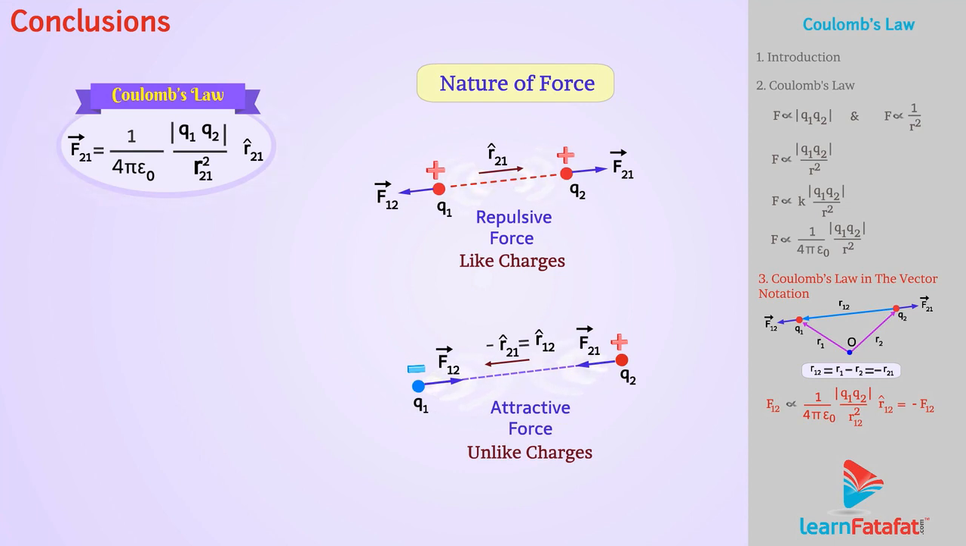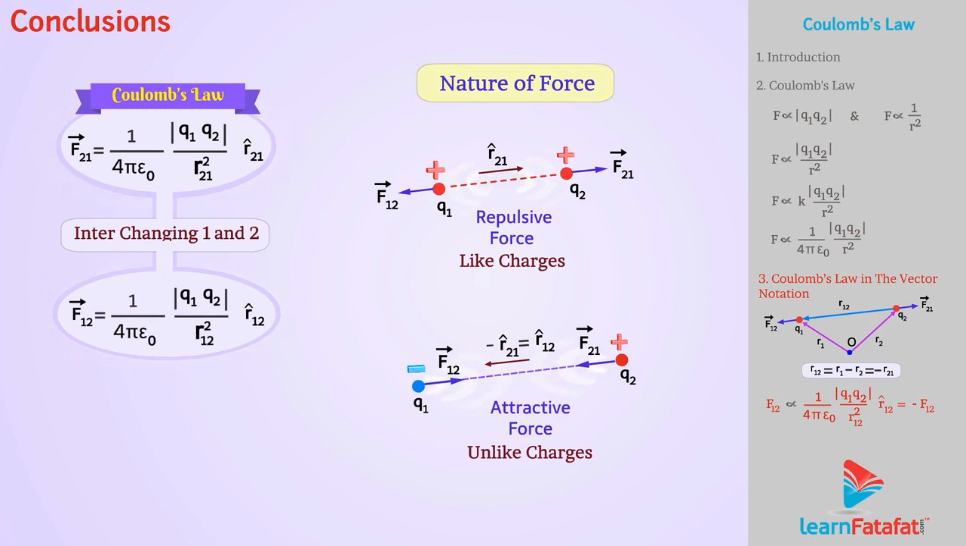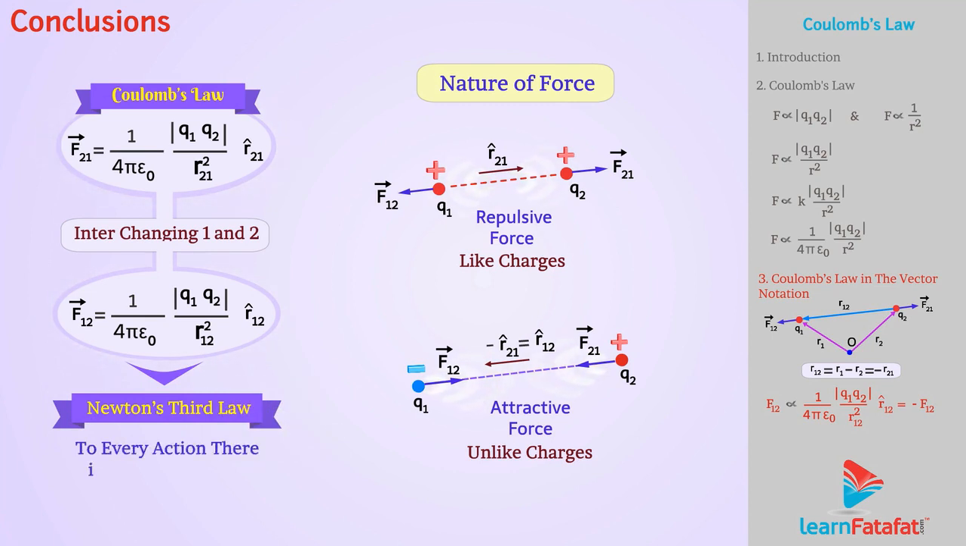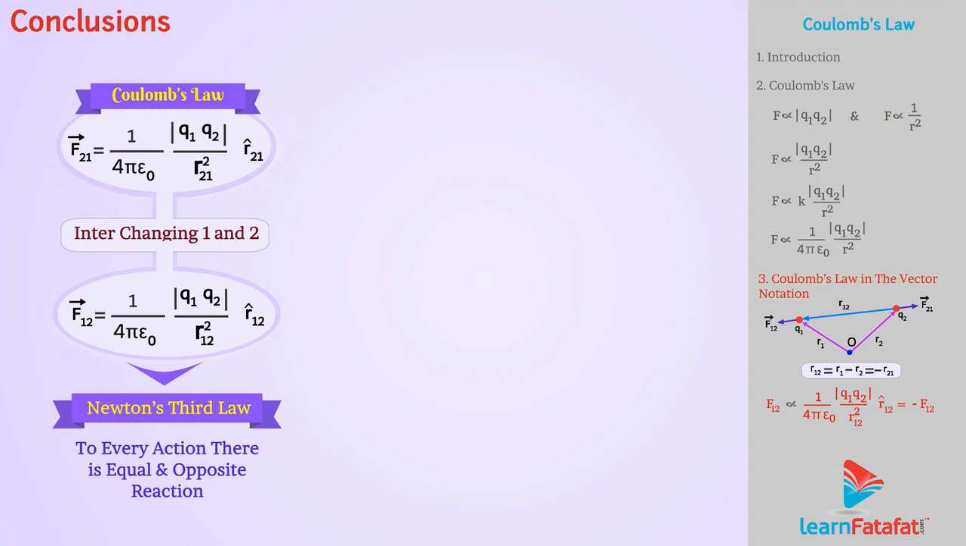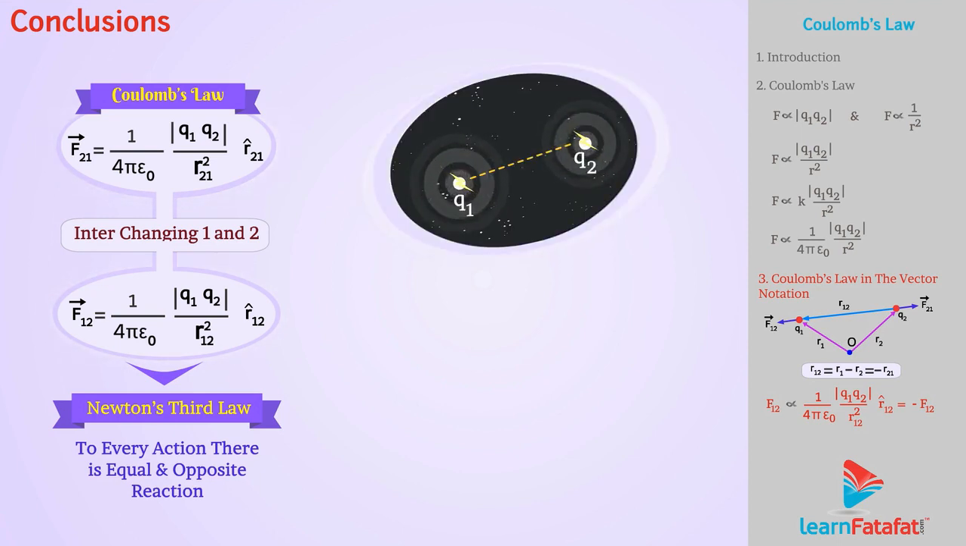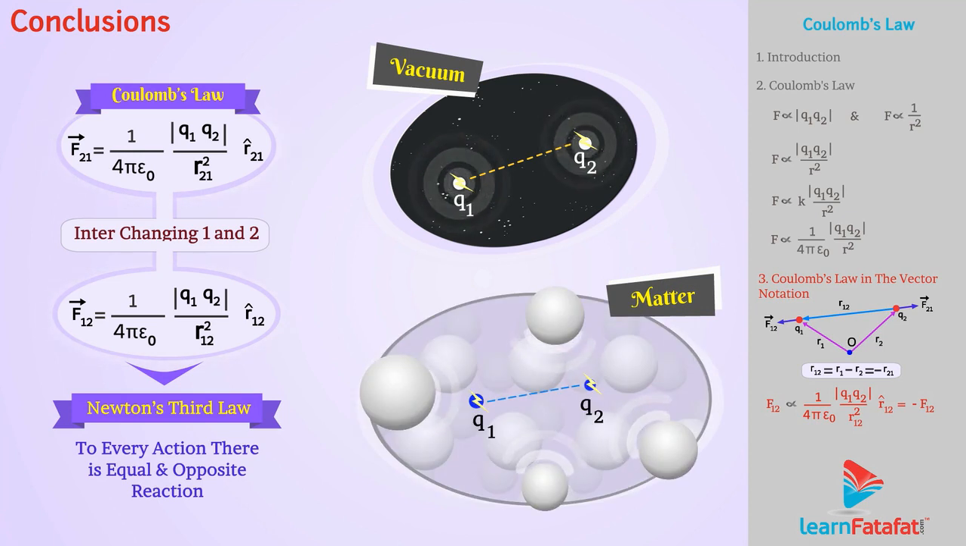F12 can be obtained by simply interchanging 1 and 2 and can be given as. Thus, Coulomb's law agrees with Newton's third law, that is, to every action, there is an equal and opposite reaction. Till now we considered charges Q1 and Q2 present in vacuum. But when these are present in matter, then the charges present in matter influence the force between Q1 and Q2 and the situation becomes more complex. We will learn about this in upcoming videos.